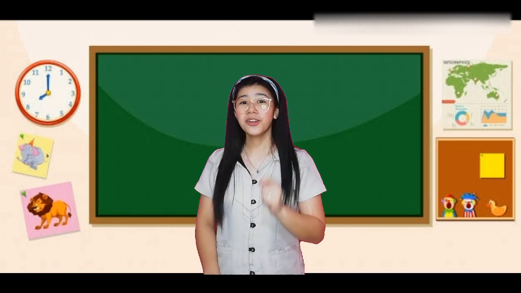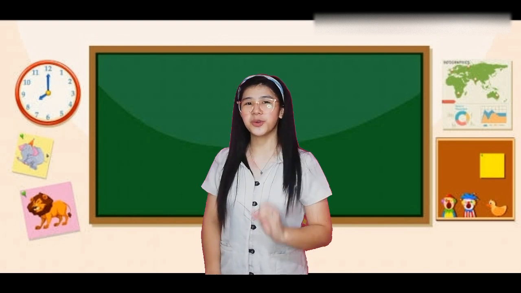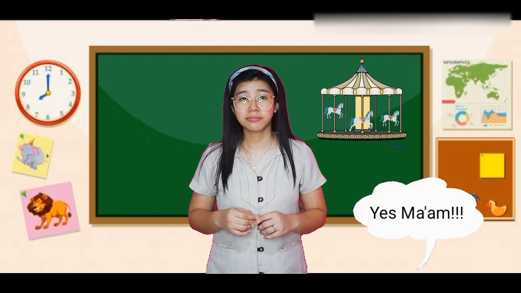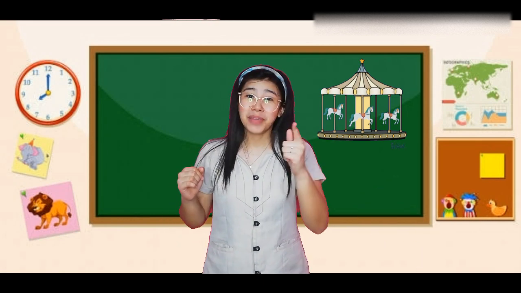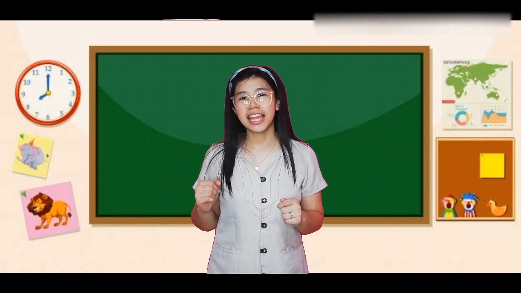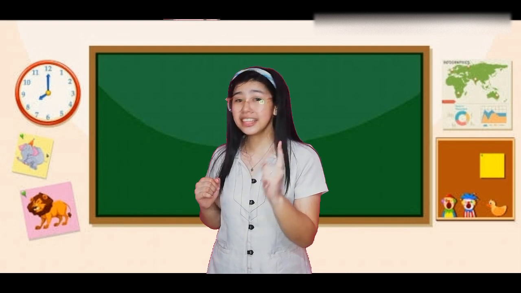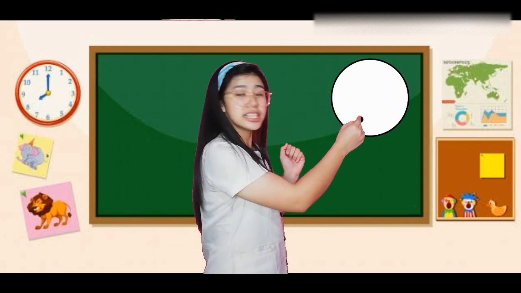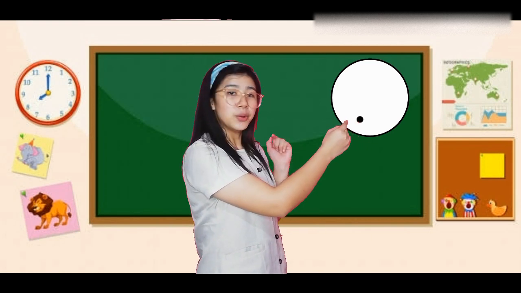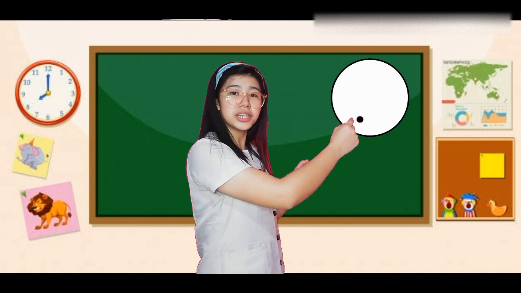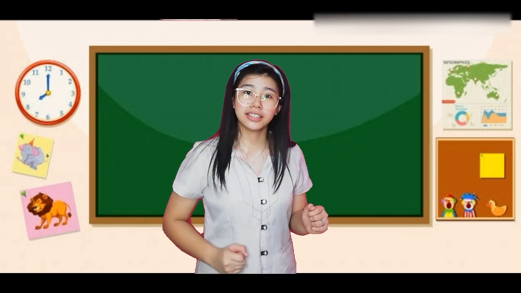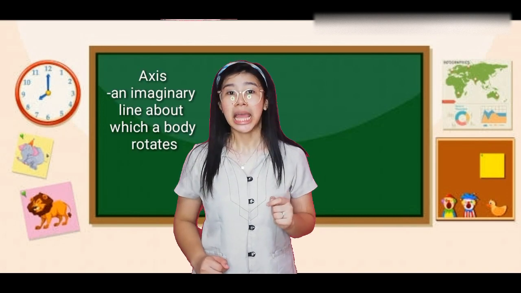Right. So now, let us study the third word. Have you ever ridden on a carousel? Wow, that's amazing. Many of you already rode on a carousel. So let's say that this circle is a carousel. And this is the horse you are riding. We already know that the horse will spin around the circle, following a pattern. And that is what you call an axis. Please read, PK.